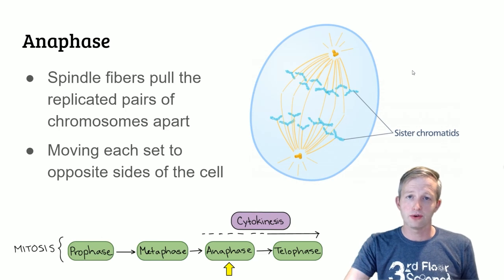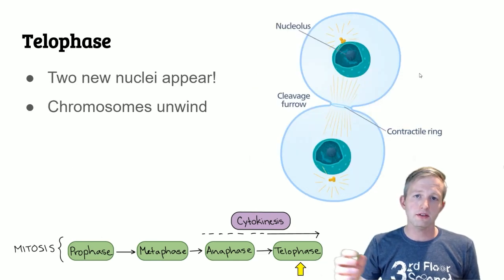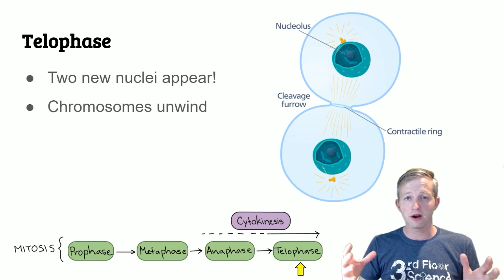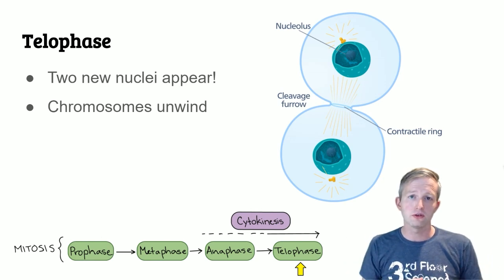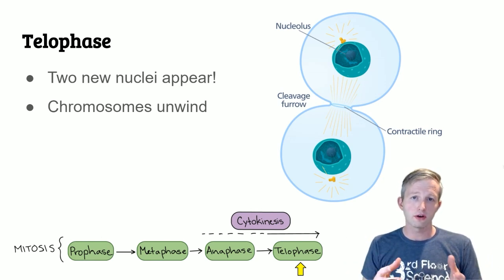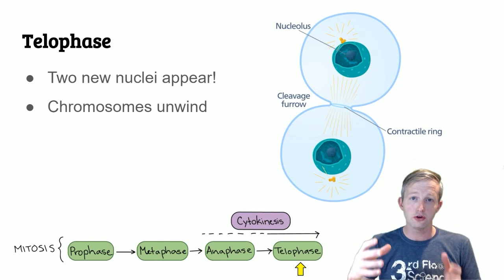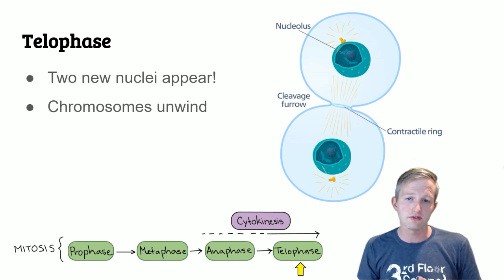That takes us then to our final phase, which is telophase, and this is the point at which we end up with two nuclei. So during telophase we get two nuclei, and therefore we've completed the process of mitosis. Since mitosis is the division of the nucleus, we started with one nucleus. During prophase we broke that down, we moved the chromosomes, we split them apart, and now we have two new nuclei at the end of telophase.